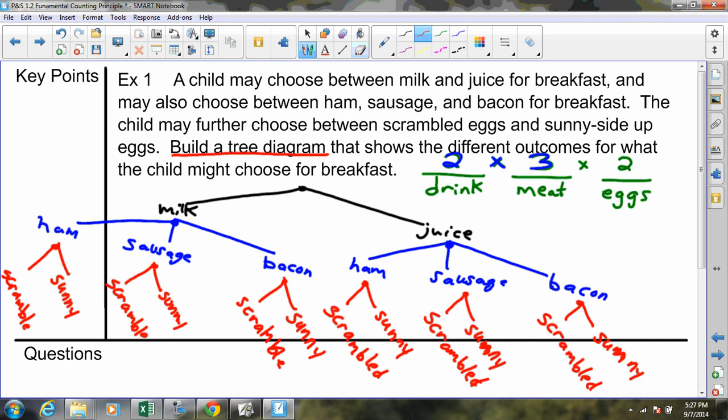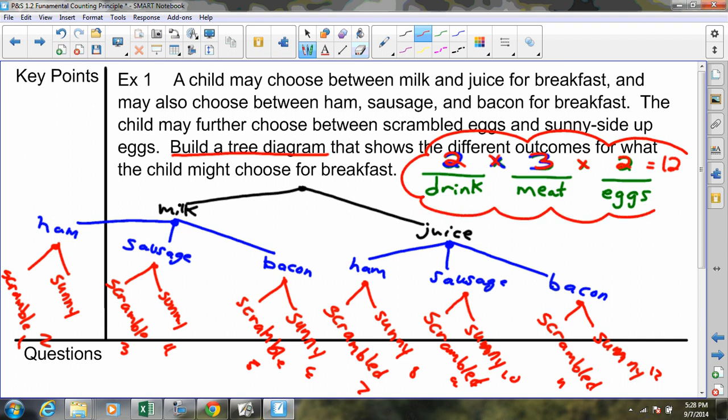Anyhow, coming back, check how many of the red words there are. If we start counting them, 1, 2, 3, 4, 1, 2, 3, 4, 5, 6, 7, 8, 9, 10, 11, 12. You'll note that's exactly what I said we would get before, with 2 times 3 times 2 giving us 12 options.